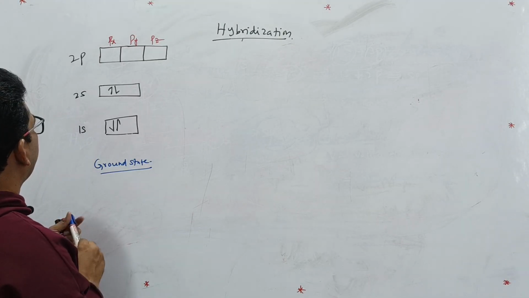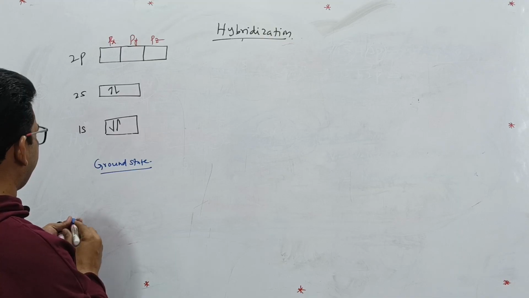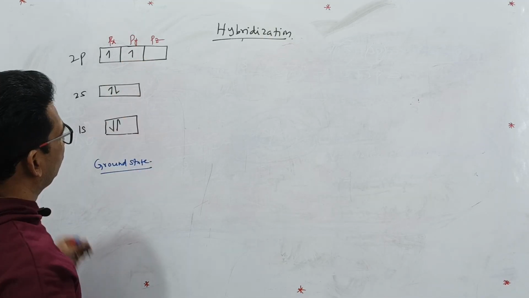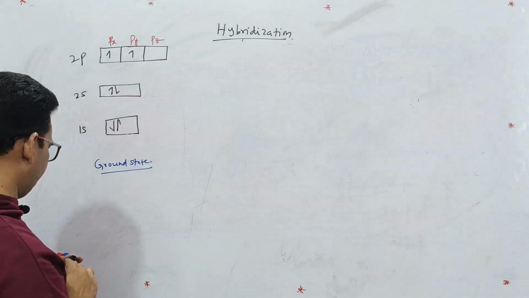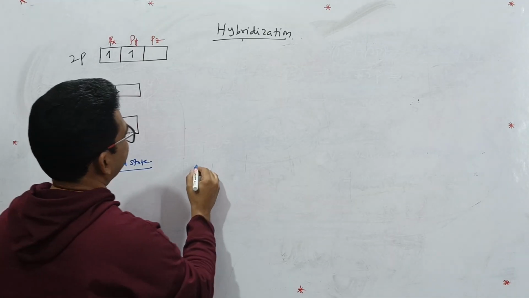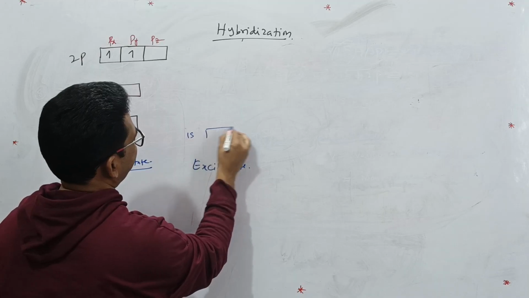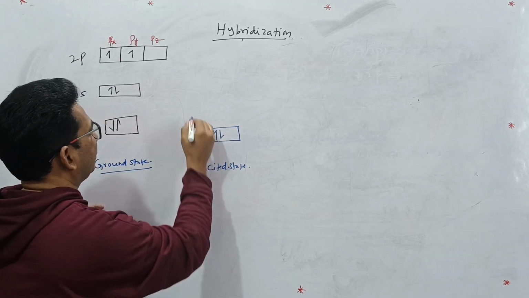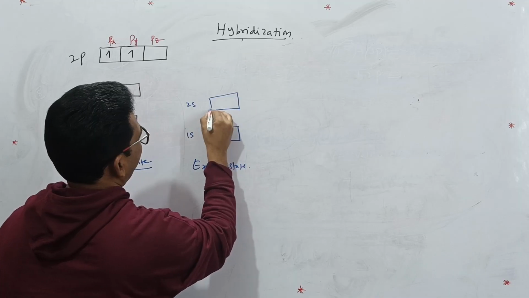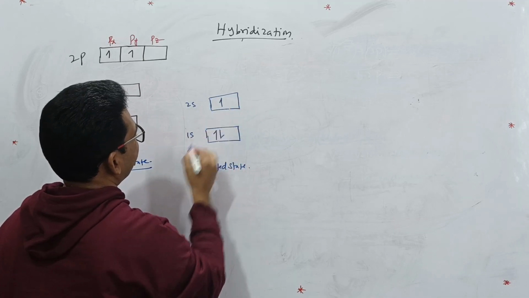Now here how many electrons are there? Just see, 1, 1, 2. Only 2 electrons in the ground state. Now we'll go for the excited state. Again 1s, same. Then 2s. Here we have to observe that in the excited state, it is going to be excited.